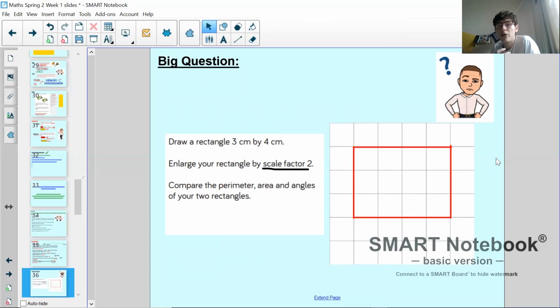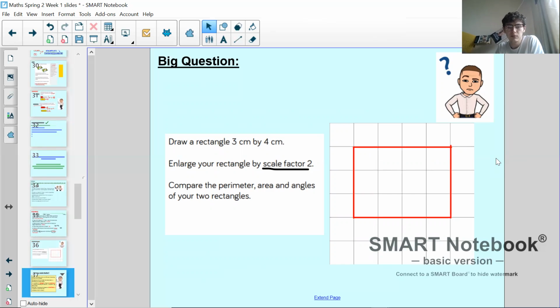Draw a rectangle 3 centimeters by 4 centimeters. Enlarge your rectangle by scale factor 2. Compare the perimeter, area, and angles of your 2 rectangles. So if you'd like to have a pause and have a go, feel absolutely free to do that. And then I'll go through a little bit of input and then we'll come back to our big question.